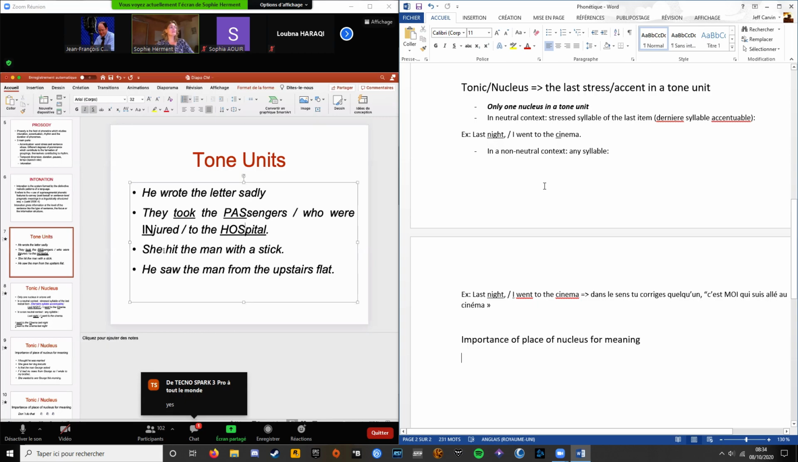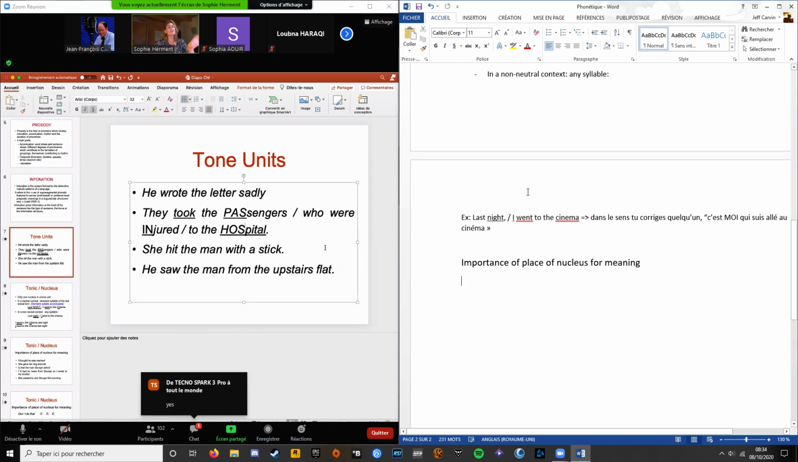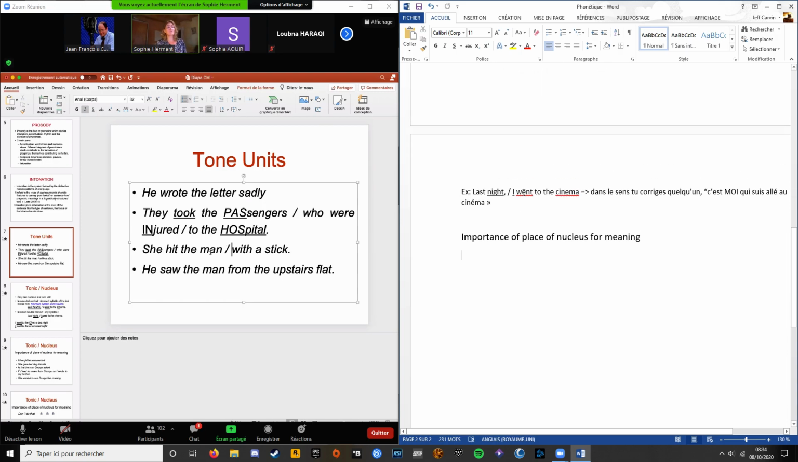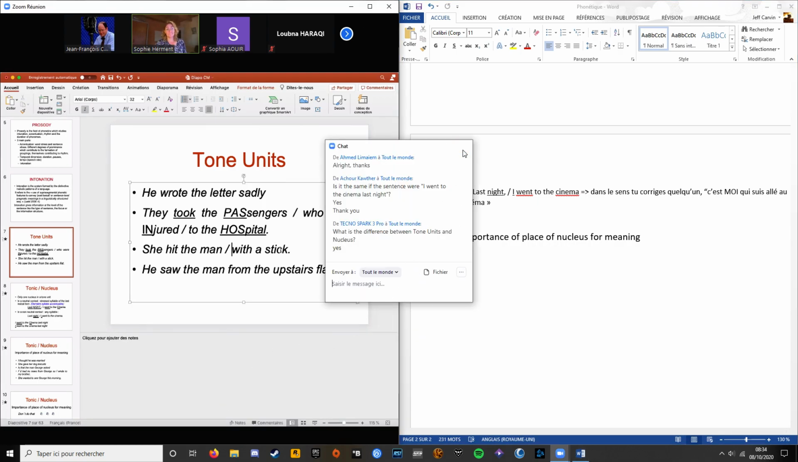Okay, same here. For instance, if you say the sentence with one tone unit, "She hit the man with a stick," the nucleus is stick. If you say, "She hit the man, with a stick," one nucleus on man and one nucleus on stick. Okay.